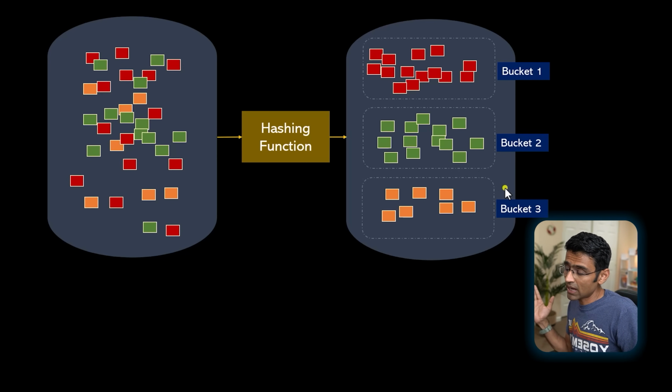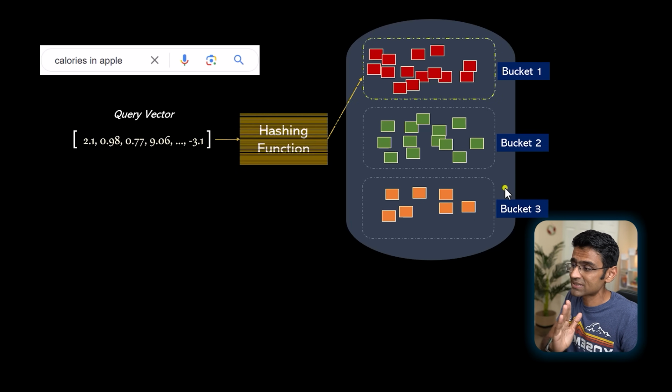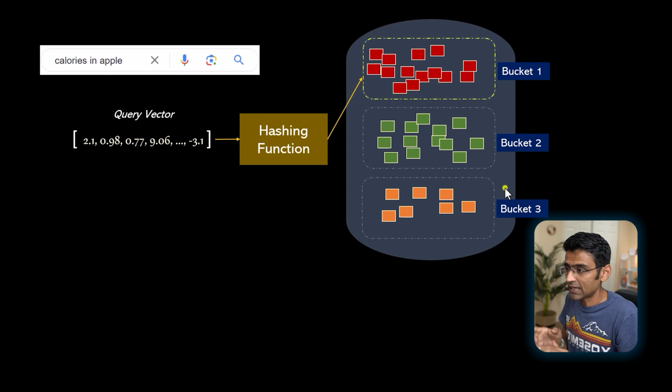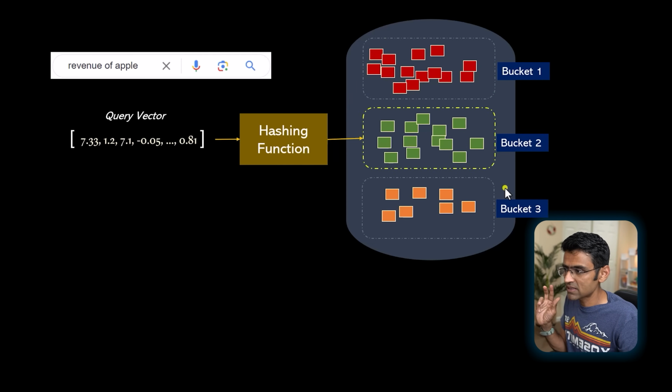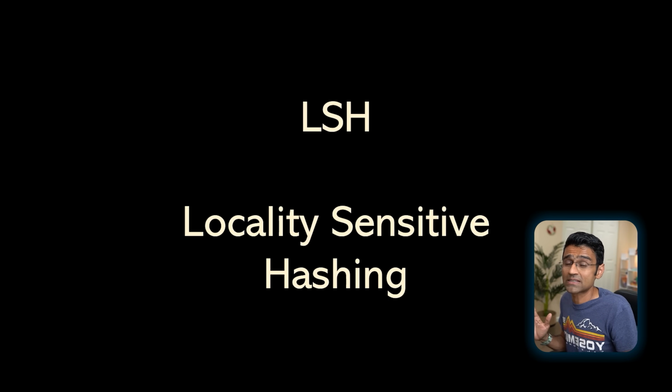And then when you have a search query, you can let that go through the same hashing function, which will bucket it into one of these 3 buckets, and then within that bucket you can do individual linear search. This way you are only matching with those vectors which are in bucket 1. You don't have to match it with bucket 2 and bucket 3. This will speed things up, and this technique is called locality sensitive hashing. This is one of the techniques that vector databases is using.